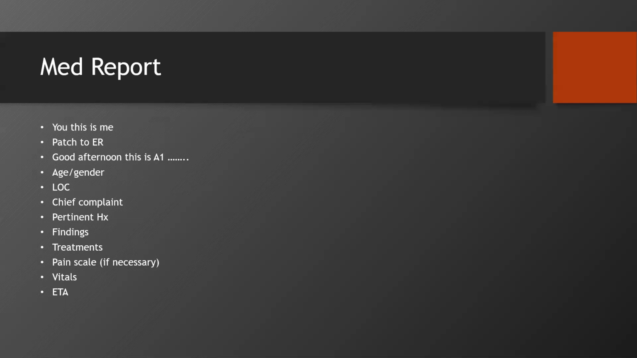No pertinent history. We found a broken toenail. We put a Band-Aid on it. Patient says the pain is 15,000 out of 10. Their vital signs are as follows, and we'll be at your facility in approximately 5 minutes. I mean, that's basically a med report.